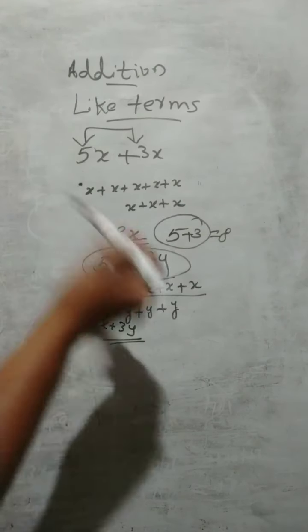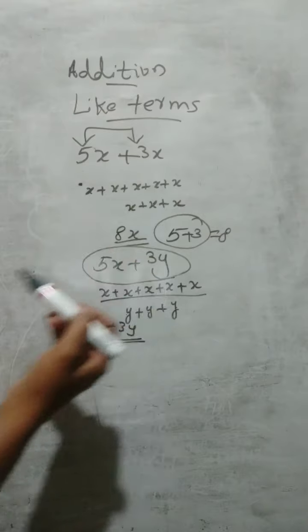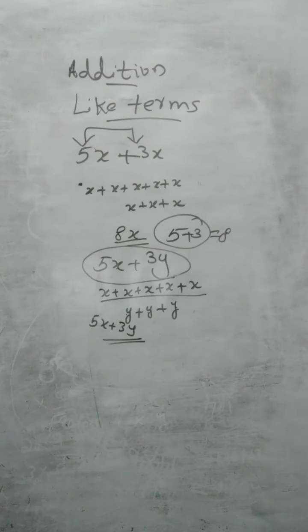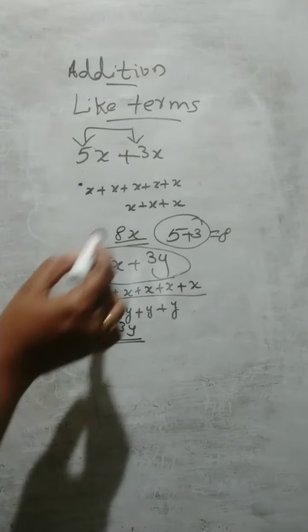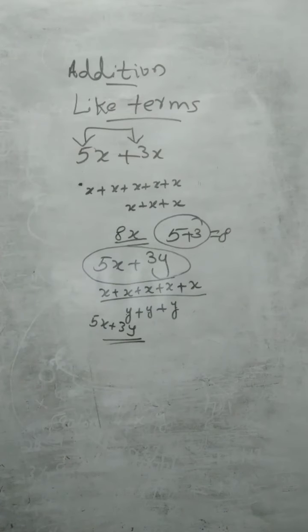But if like terms are there, we have to add the coefficients of the like terms, then write it there and write the same variable.